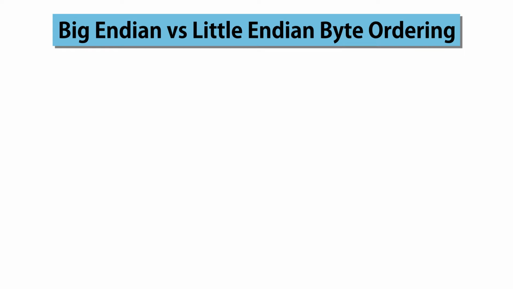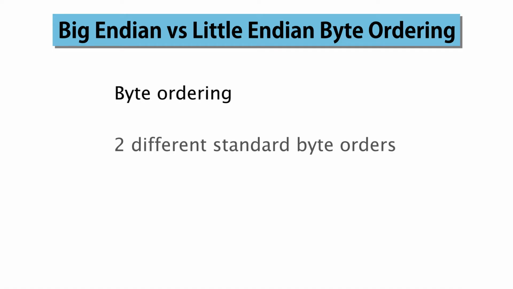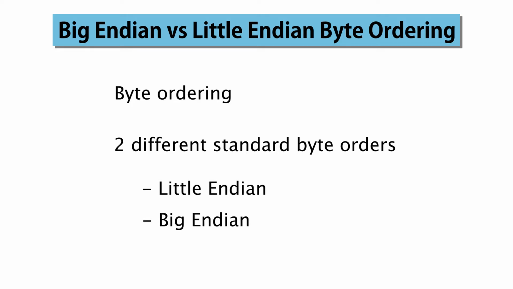In this video, we're going to introduce some ways in which multi-byte quantities are stored in memory. This is called byte ordering, and there are two different standard byte orders called Little Endian and Big Endian.